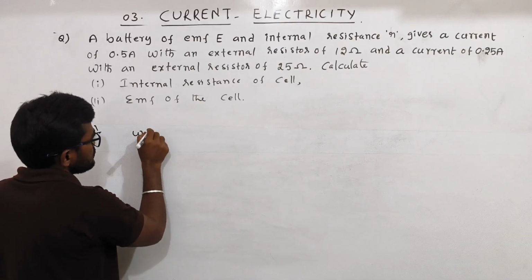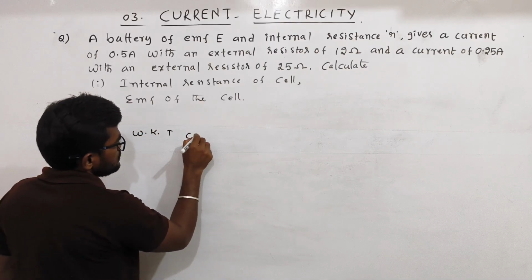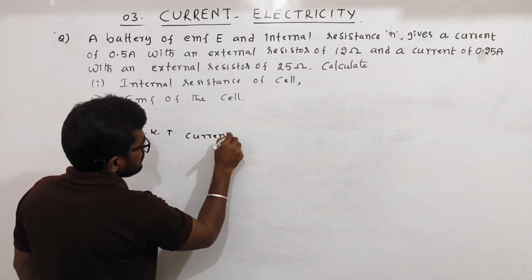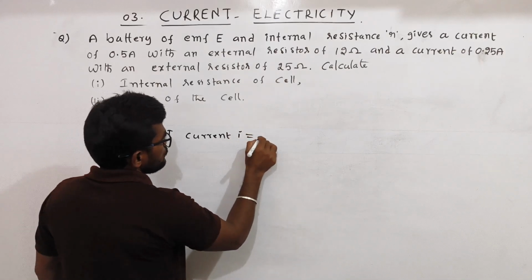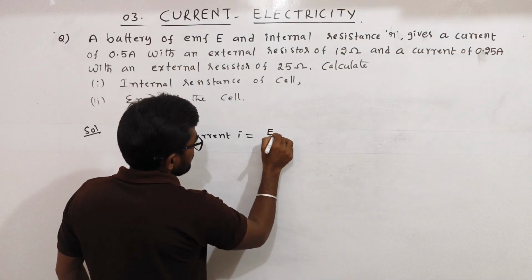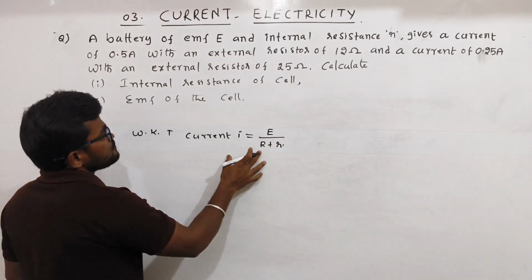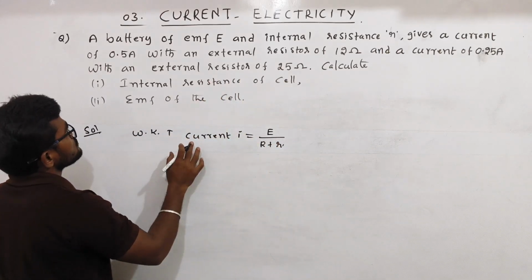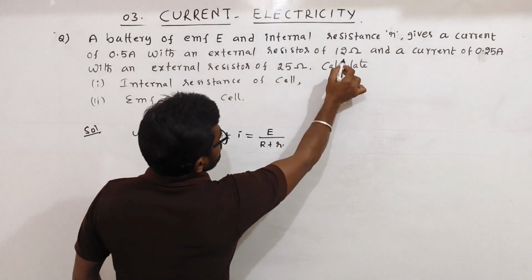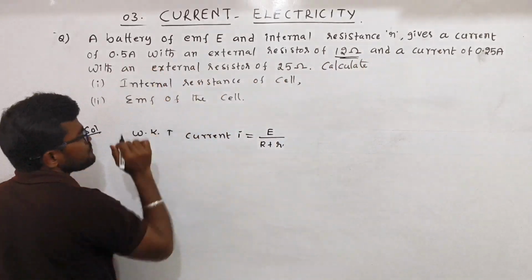We know that the current in the circuit, current I, is equal to E divided by capital R plus small r. So apply this formula for the first situation. What is the first situation?